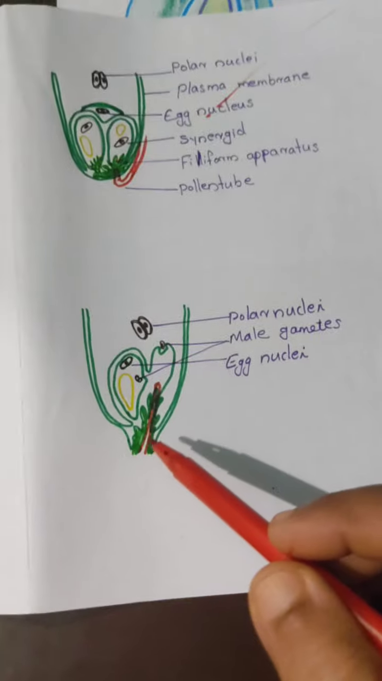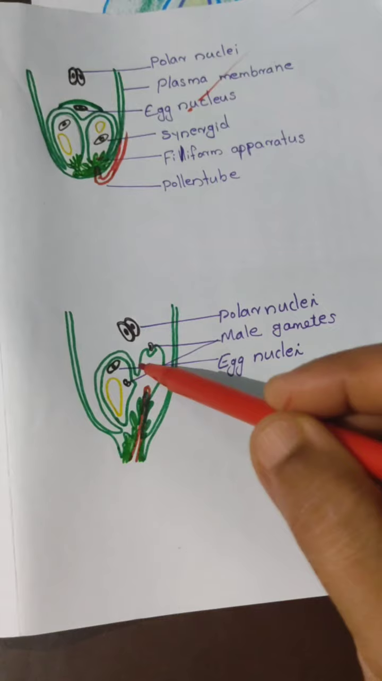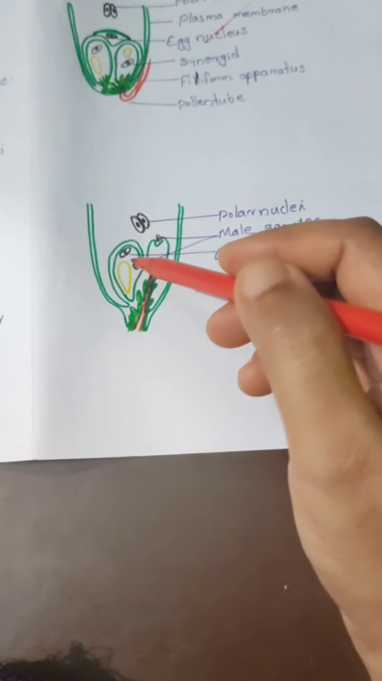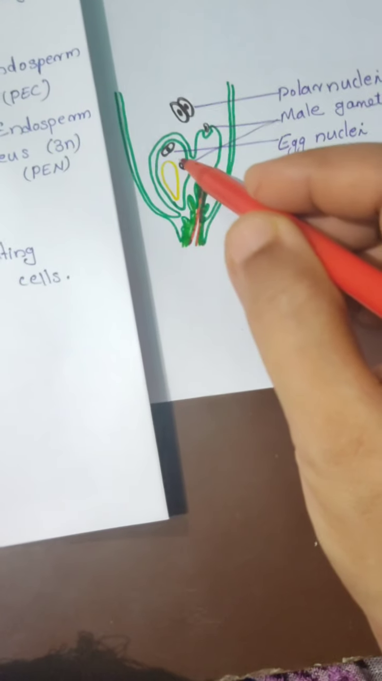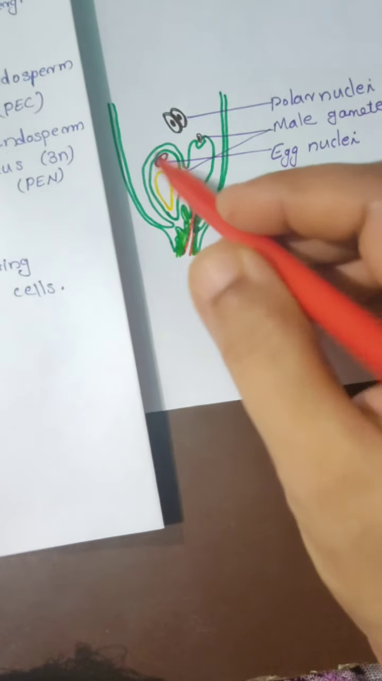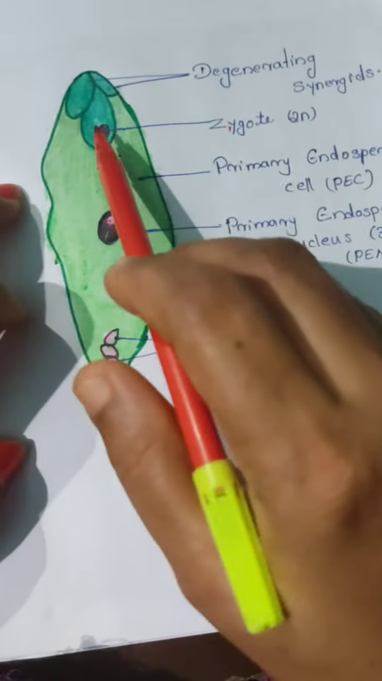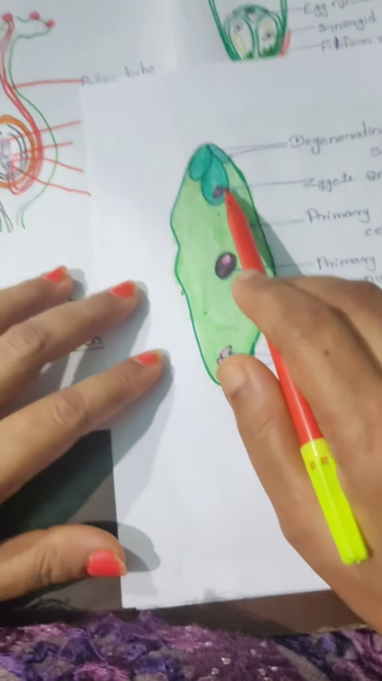In double fertilization, the first one is syngamy. One of the male gametes moves towards the egg cell and fuses with the nucleus to form the zygote. Look here, this is the egg cell. The male gamete reaches the egg cell and fuses with the egg nucleus to form the zygote. This zygote is in the diploid condition.